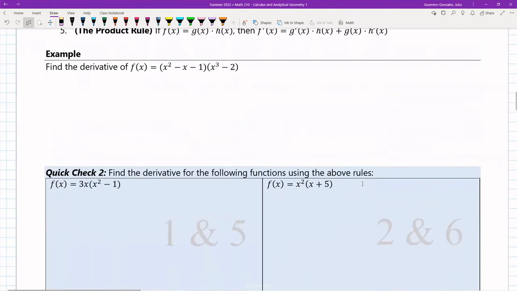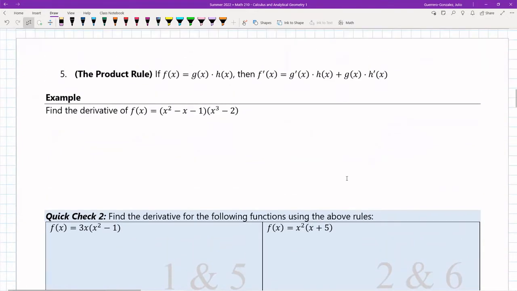The next rule we're going to learn is the product rule. This one's the first funky one that people tend to have trouble with, okay? So suppose that you have a function that is a product of 2 functions. Okay, so it's a g of x times an h of x, okay? Then the derivative of f of x is g prime times h plus g times h prime, okay?